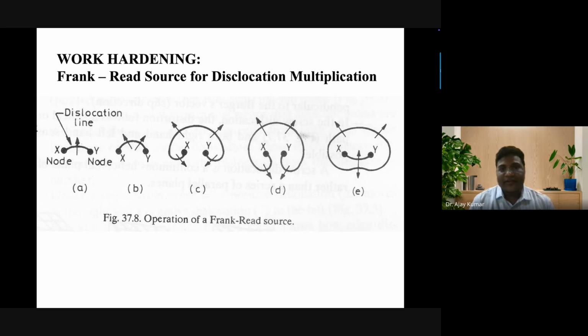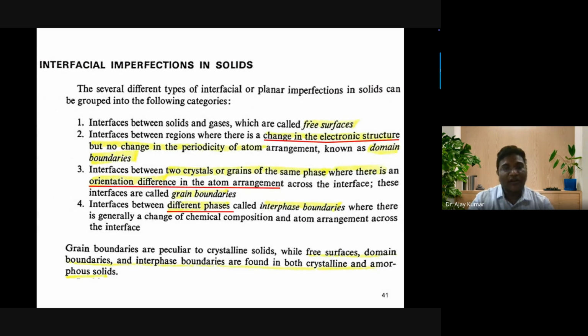There is a famous source, the Frank-Read source, where you can see I have shown you the dislocation line, dislocations in the previous slide. Then there are multiple dislocations, and multiple loops of these dislocations will form during deformation. So this is all related with the behavior of the material.